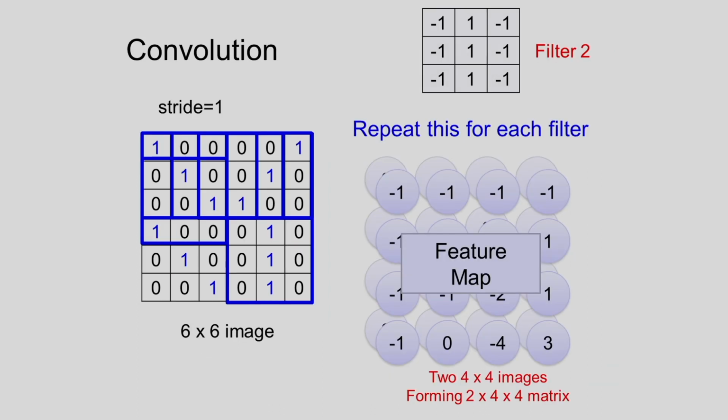After this we can consider filter 2, and we have to repeat this procedure for each and every filter. Corresponding to filter 2 also I will be getting a feature map. That means I will be getting a 2 cross 4 cross 4 matrix, that is the feature maps obtained by considering filter 1 and filter 2. In this example I am considering stride 1, but you can consider stride 2 also.